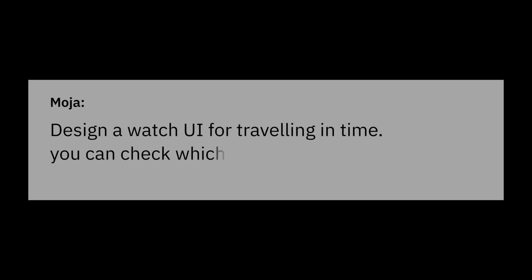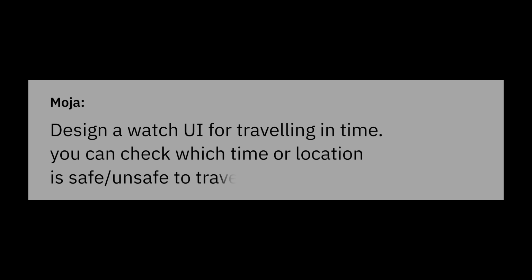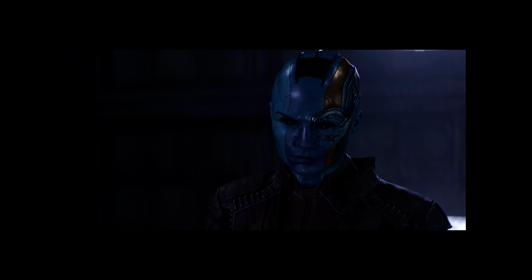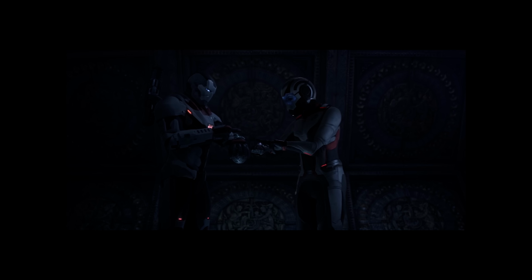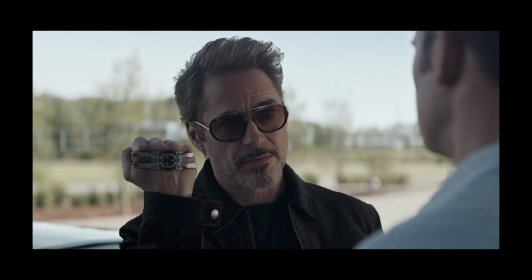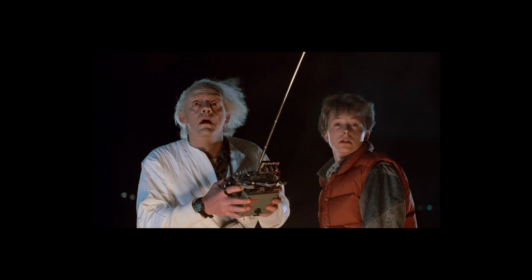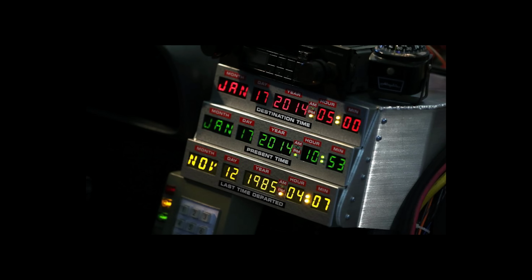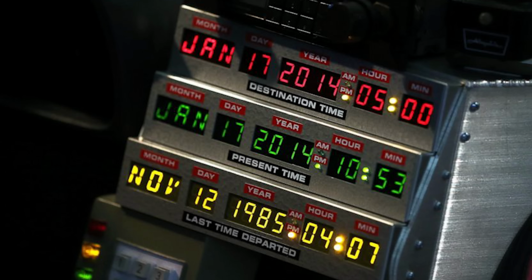Moja said, design a watch UI for traveling in time. You can check which time or location is safe or unsafe to travel to, disaster warnings, etc. The first thing that comes to my mind is Avengers Endgame. How they tap on this watch thing, they have to go to a pre-specified time and location, but that doesn't have a UI. The second thing I can think of is Back to the Future, which has indicators for present time, destination time, and the time you've last departed. Because you gotta keep track, right?